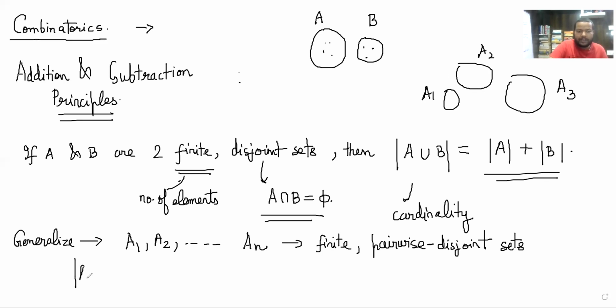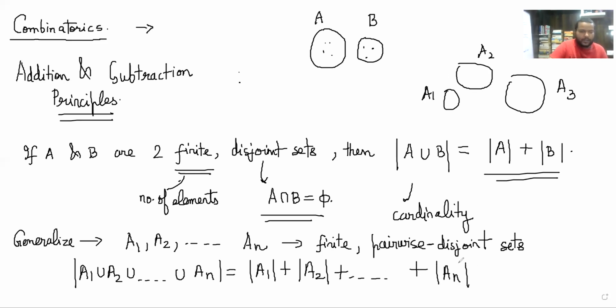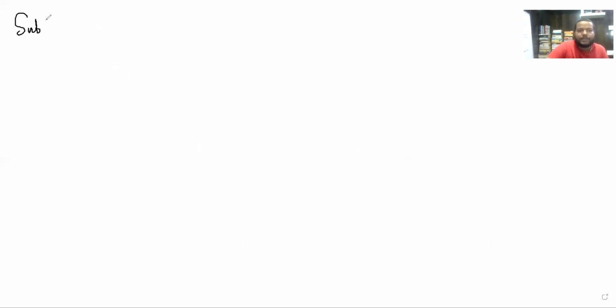Then you can say number of elements in A1 union A2 union till AN will just simply be number of elements in A1 plus number of elements in A2, and so on till number of elements in AN. So that is basically our addition principle and the generalized addition principle, right? Now let's look at what is the subtraction principle. The subtraction principle is sometimes also known as complementary counting, but we'll use the term subtraction principle only.